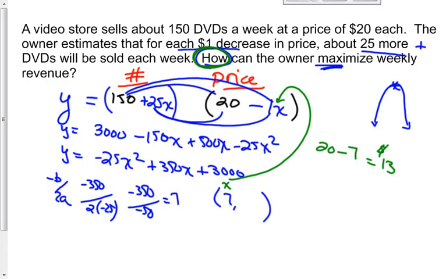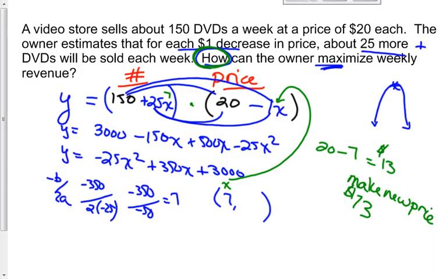How can he do this? He will make the new price of $13. That's how he can maximize his revenue. Now, if they want to know what is his maximum revenue, then we'd have to plug in 7 to both of these numbers and multiply. They're not asking us for this, but we could.